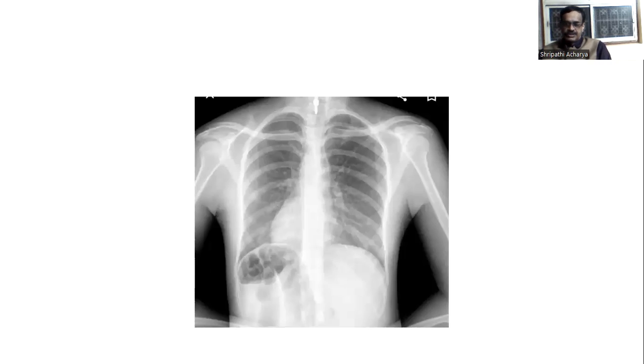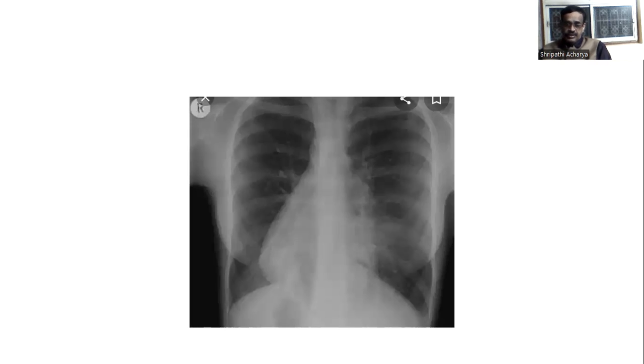Another patient, you can see dextrocardia with situs inversus, and also some bronchiectasis changes are seen. There is a condition of dextrocardia, situs inversus, and Kartagener syndrome. When dextrocardia and situs inversus are present, there is also comorbidity like bronchiectasis. The condition is known as Kartagener syndrome.